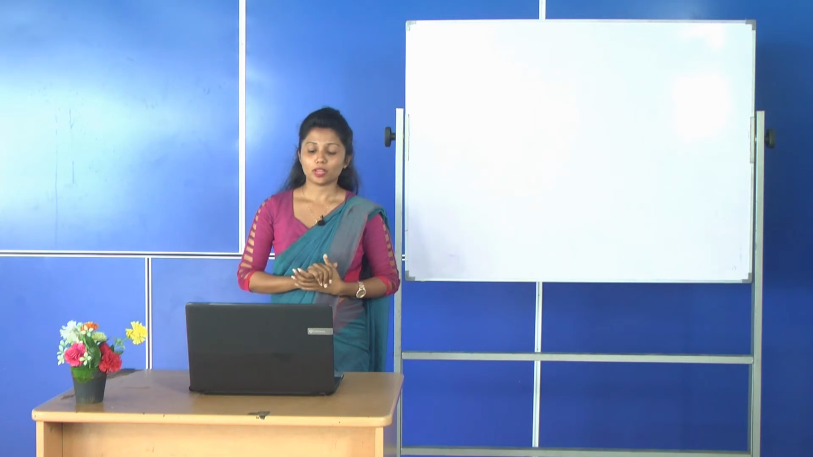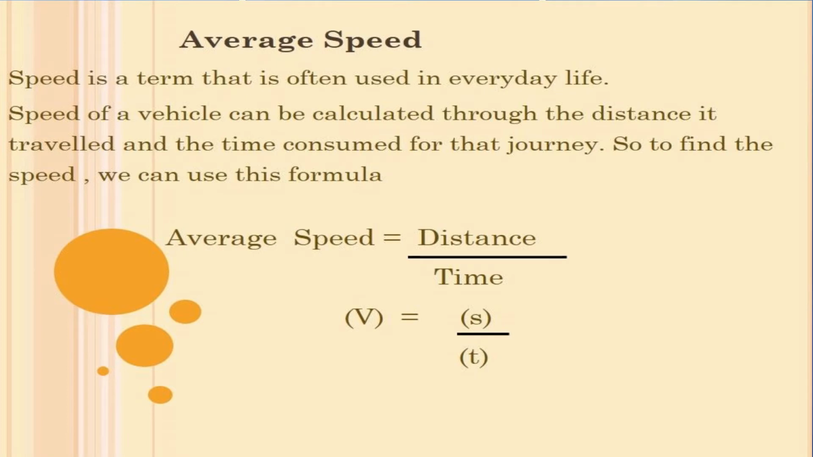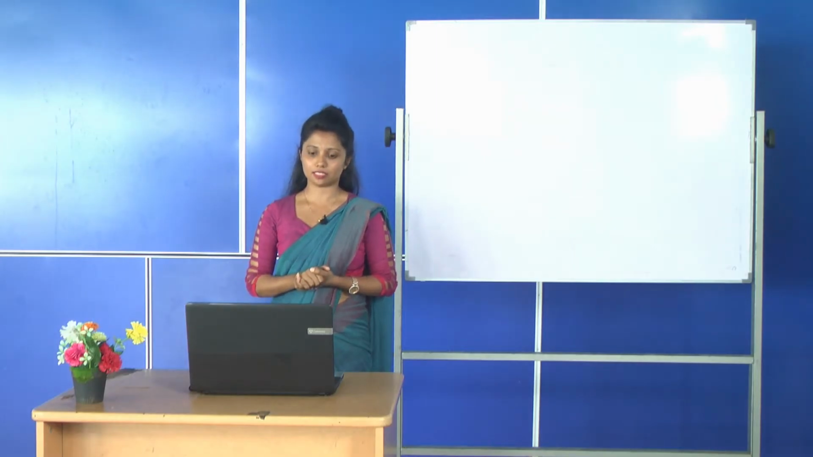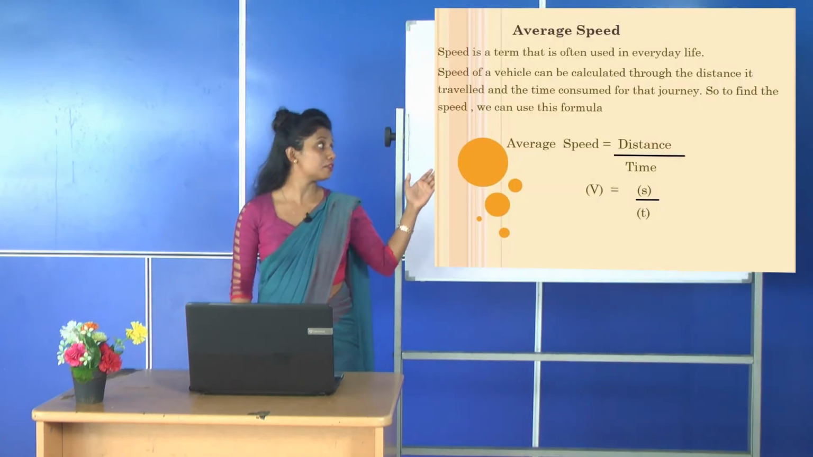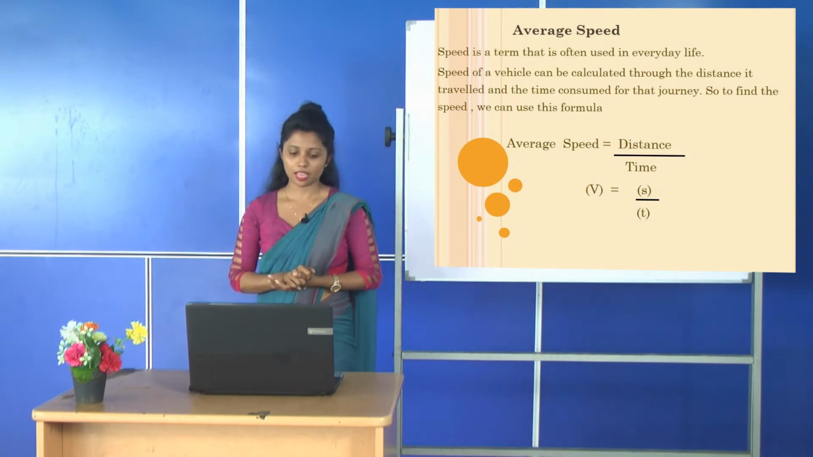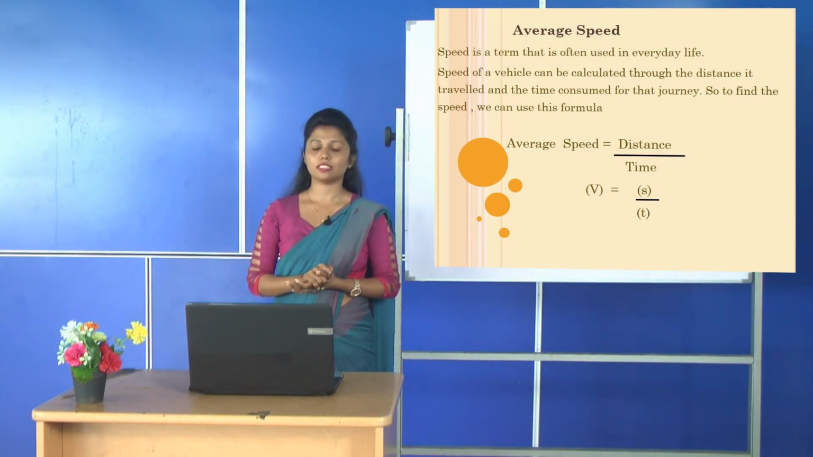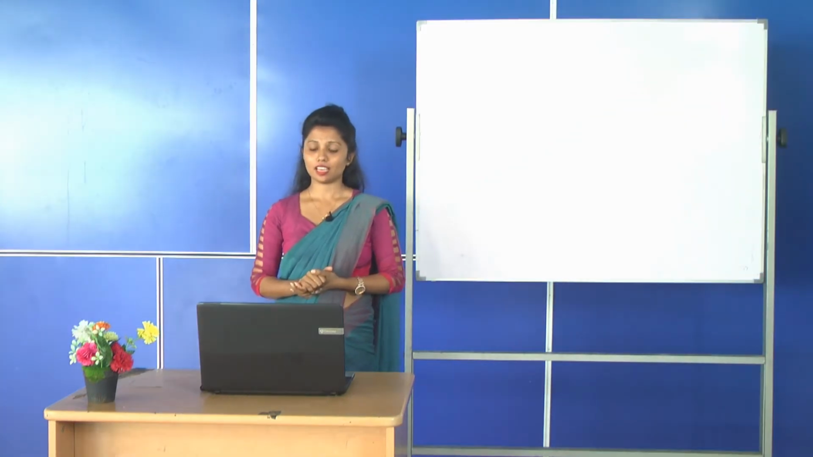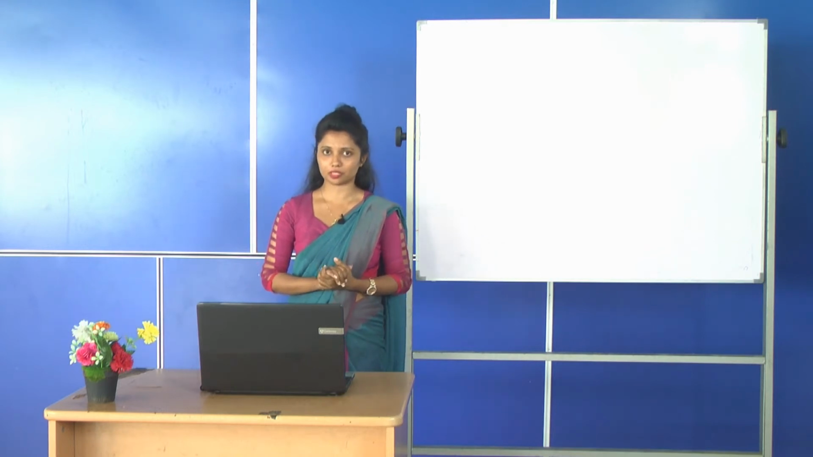And next, what is average speed and how can we calculate average speed? Speed is a term that is often used in everyday life. Speed of a vehicle can be calculated through the distance it traveled and the time consumed for that journey. So, to find the speed, we can use this formula, which means average speed equals distance divided by time consumed. So, let's see how we can use this formula in a question.